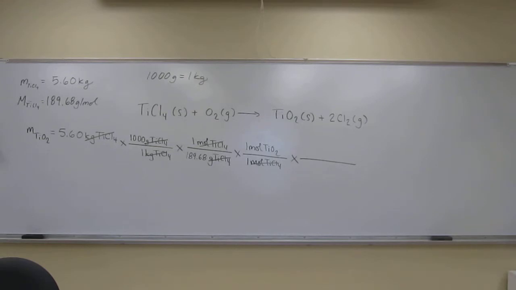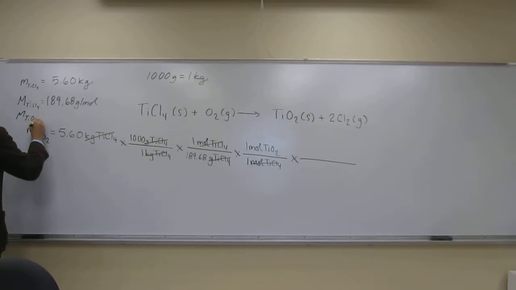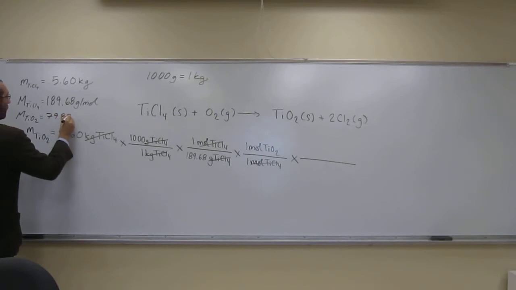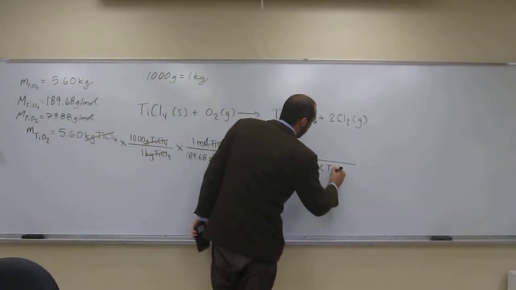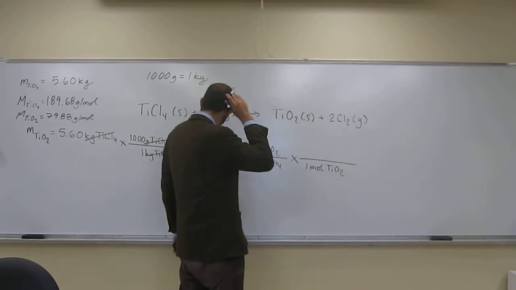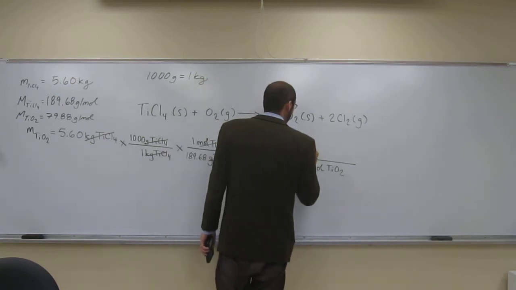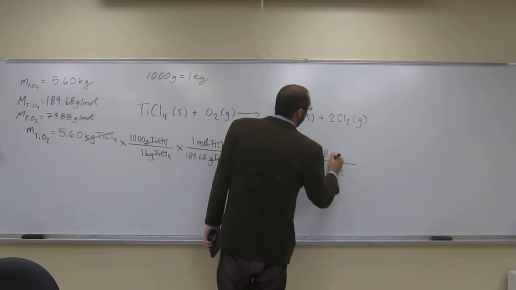32, because that's 2 oxygens, plus 47.88. So titanium oxide's molar mass is going to be 79.88 grams per mole. 1 mole titanium oxide is 79.88 grams.